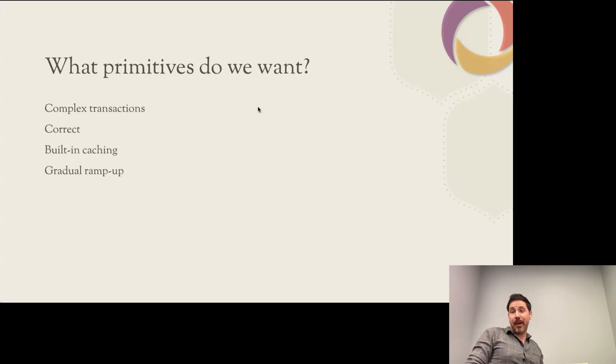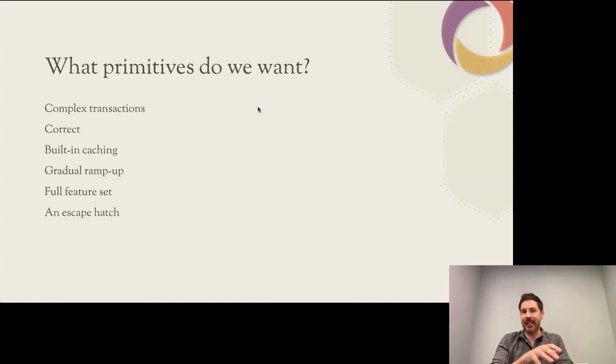We have to have a gradual ramp up. The system has to be pretty approachable, because people want to get started, they want something that works easily and just helps them get their stuff done. But it has to have a full feature set. So we can't have people migrating off the system because it doesn't have schema support or proper indexes or a relational model or schema migrations. And lastly, there needs to be an escape hatch.